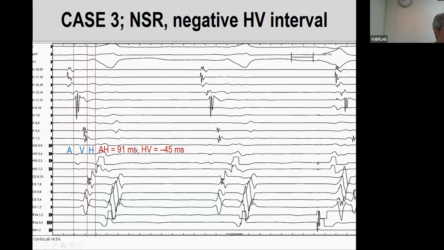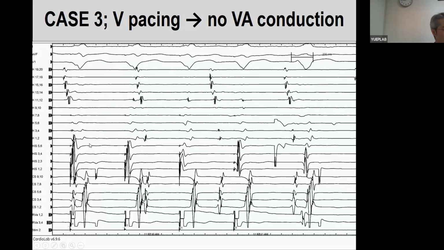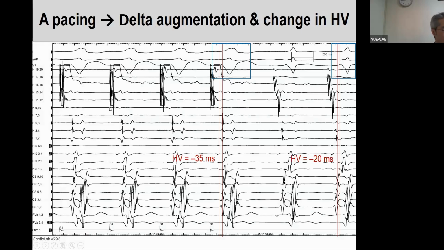During sinus rhythm, the His bundle potential may be superimposed on the ventricular activity. This is the His, and this is the onset of QRS. So the HEV interval is negative 45 milliseconds. We conduct V pacing. There is no VA conduction. We pace the atrium. You can see the delta wave augmentation after atrial pacing.